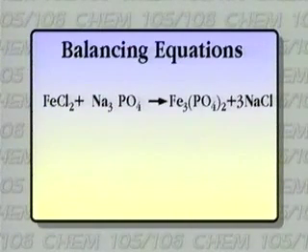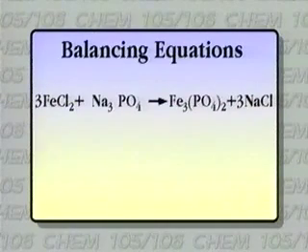We now look over here at the irons, and we see that we have just 1 iron here and we have 3 here, so we could go ahead and put a 3 in front of the iron. So right now we have balanced, at least initially, the iron and the sodiums.